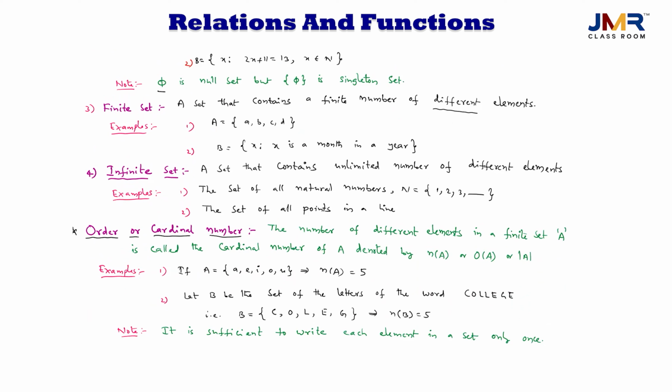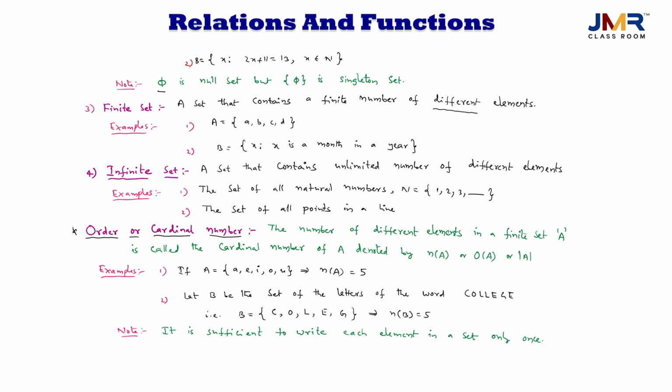Finite number of different elements. For example, A equals the set of A, B, C, D. This is a set A which contains 4 elements: A, comma, B, comma, C, comma, D. So this set A is called a finite set because it contains a finite, meaning countable, number of elements: A, comma, B, comma, C, comma, D.